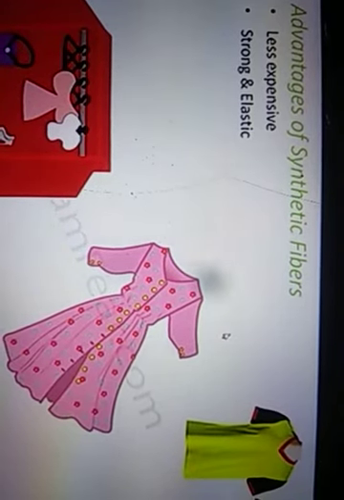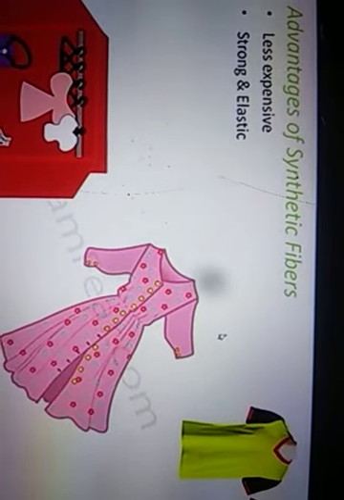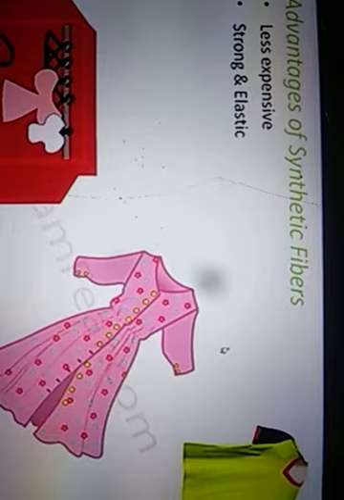Take a very simple example. If you have a cloth which is made up of pure cotton, and you have another dress which is made up of polycotton or terry cotton or something like that, then if you look at the durability of the dresses, you will see that the dress made up of pure cotton will not last longer, because cotton has a lot of pores.